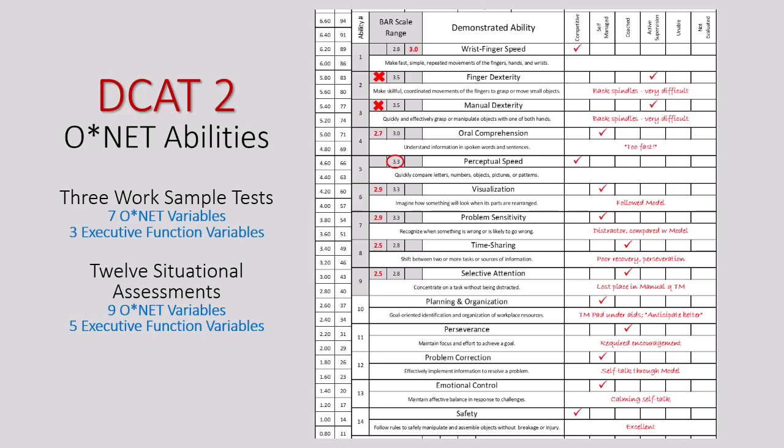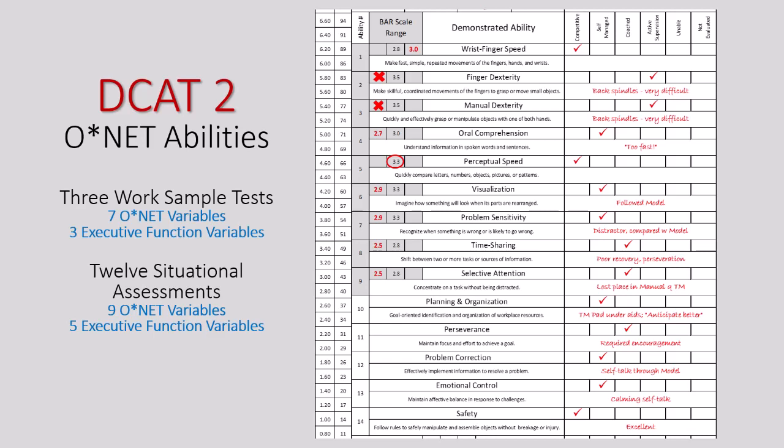For the 5 executive function variables, Susan rated Joanna at the self-managed level for planning and organization. She noted that Joanna set up the telephone message pad under her work aids, and Joanna commented that she needed to anticipate better, which is a good indication of being self-managed. One of the issues that came up that Joanna is going to be working on with Susan is a problem with perseverance, her ability to maintain focus and effort to achieve a goal. Susan noted that Joanna required encouragement to continue with the project.